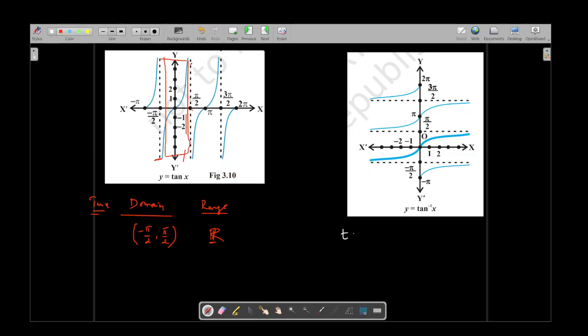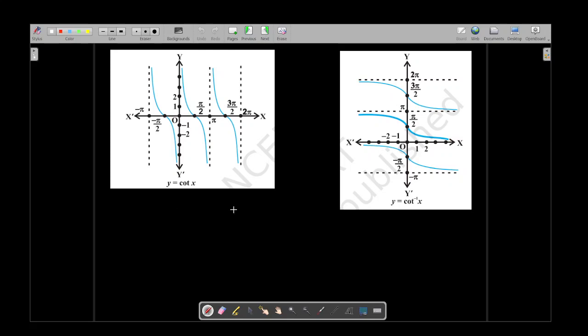Let us take tan inverse of x. Let me write the domain and the range of this. You can clearly see the domain is from minus infinity to plus infinity, so it is the complete set of real numbers. But the range it takes is from minus pi by 2 to pi by 2, and it is not included because it does not converge to minus pi by 2 or pi by 2. It seems to reach that value, but it's not exactly equal to that value.